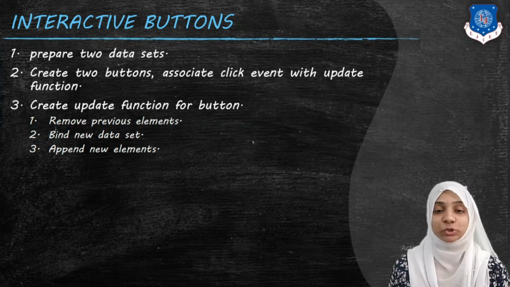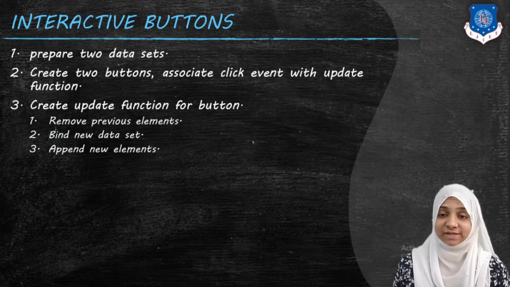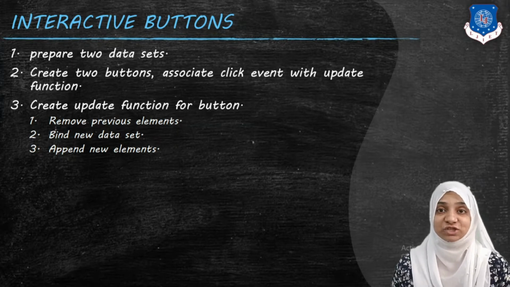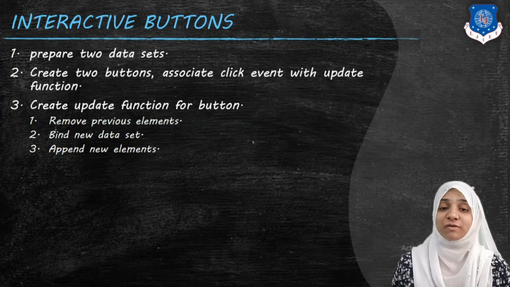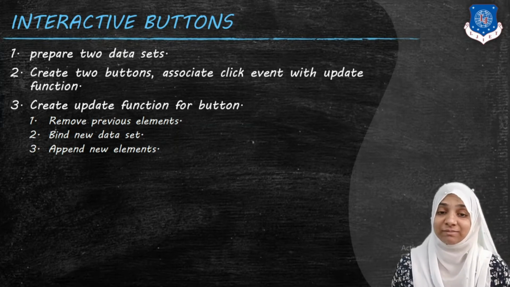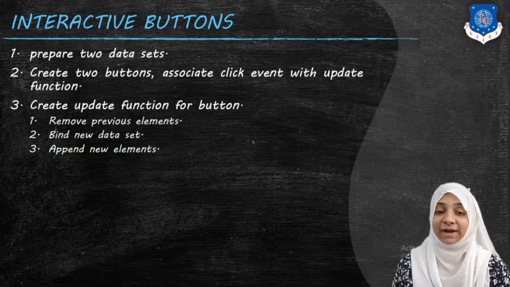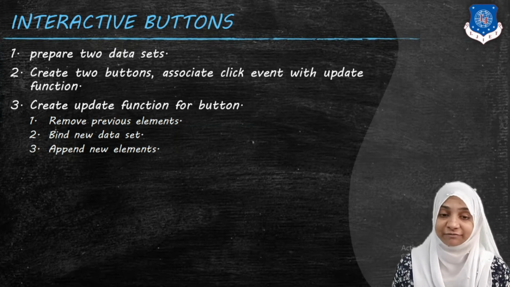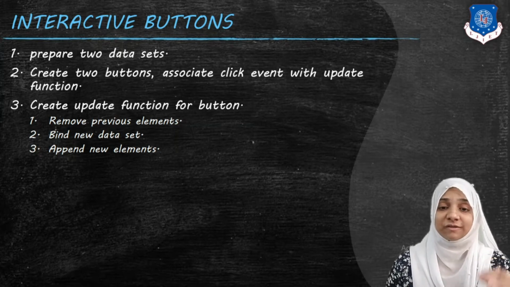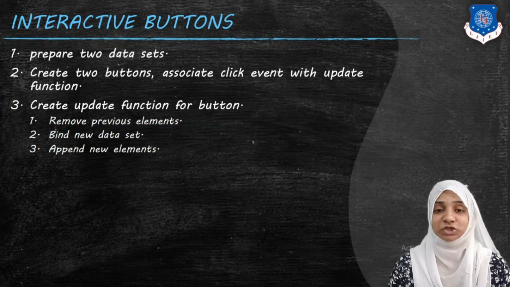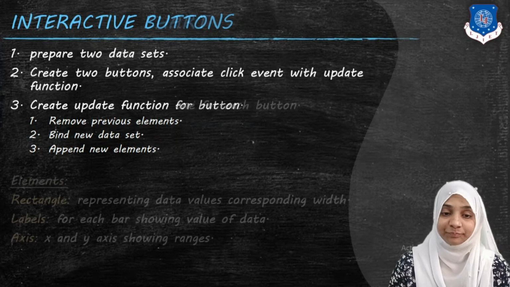So we will create two buttons and associate the click event with an update function. Using the update function, on a click of a button, we must change the data set. We will first remove all the previous data set elements which are associated with the graph. We will bind a new data set with the graph elements, and we will append new elements to the graph. So these are the simple steps that we are going to follow to make our button interactive, or to make our visualization more responsive.